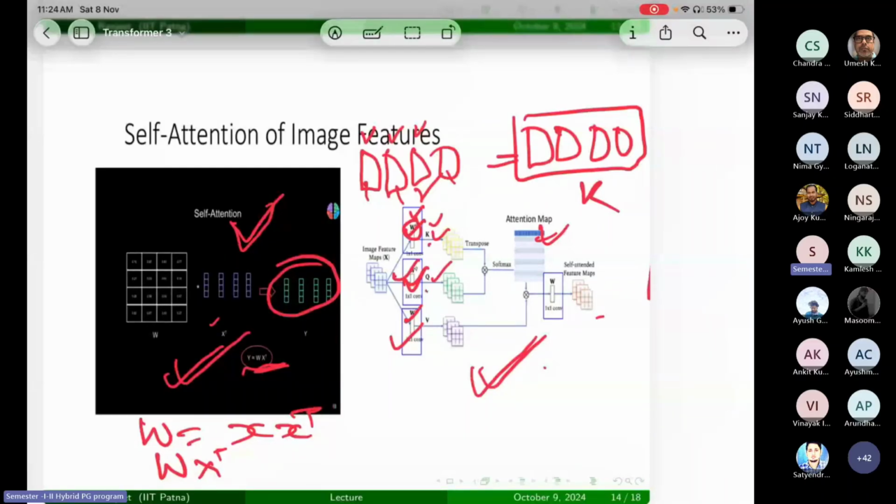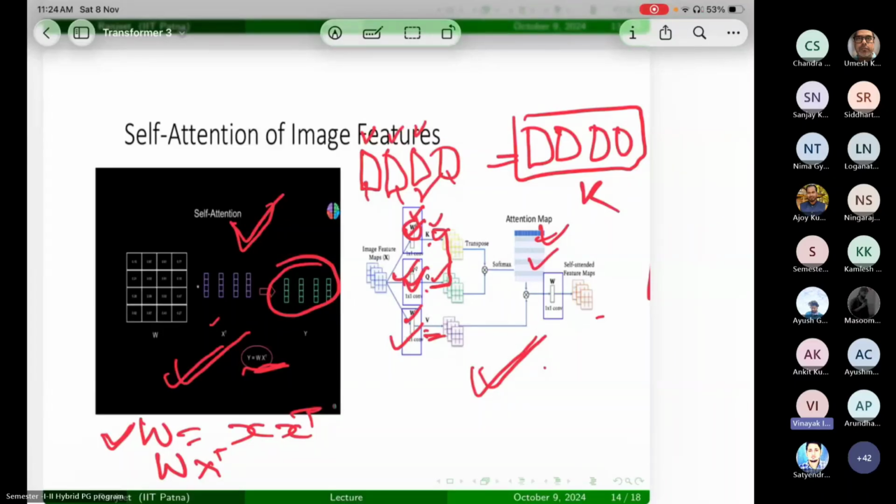So K, Q, and V are representations of X only. They are coming from X only. And we are using these three things for doing this. The first two things, K and Q, are being used for getting W, and then V is getting multiplied with the W. Is it clear to you, sir? Yes, sir. Now it is clear.